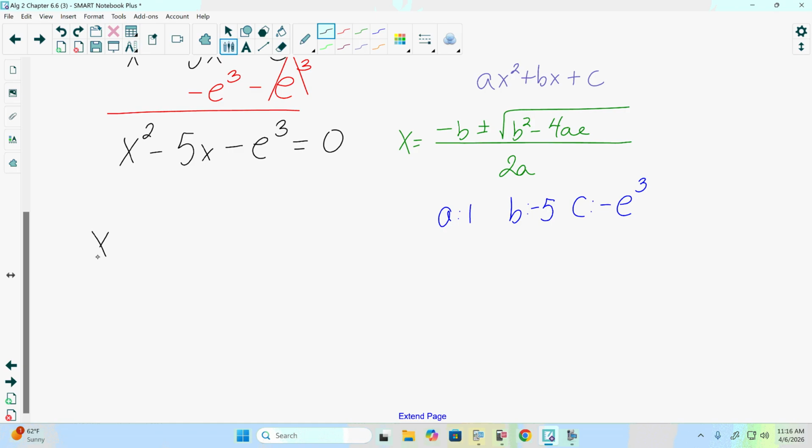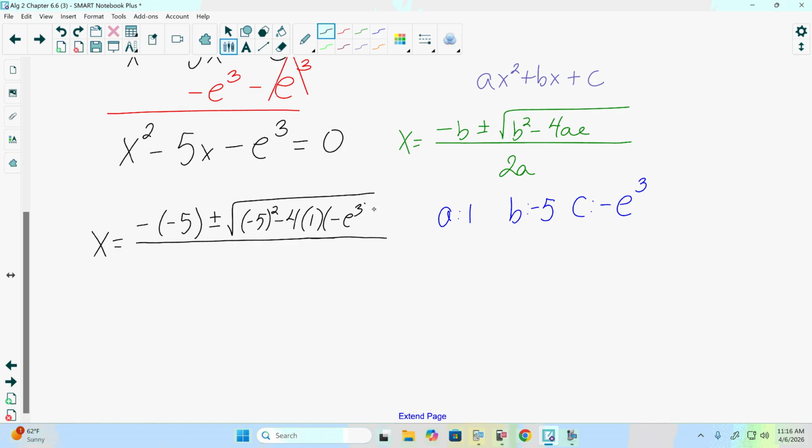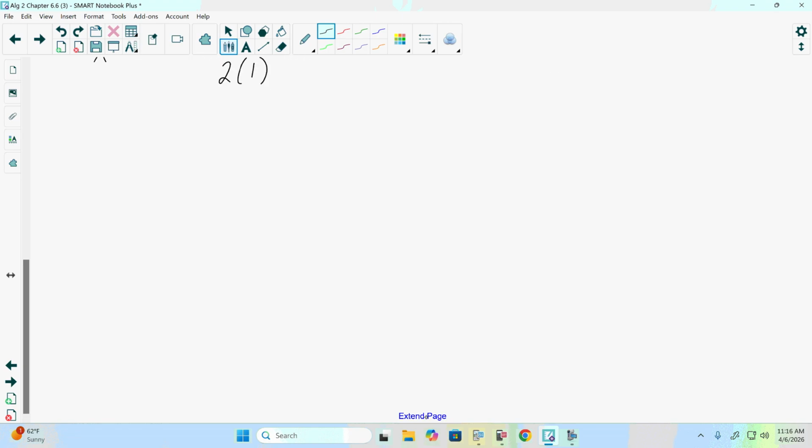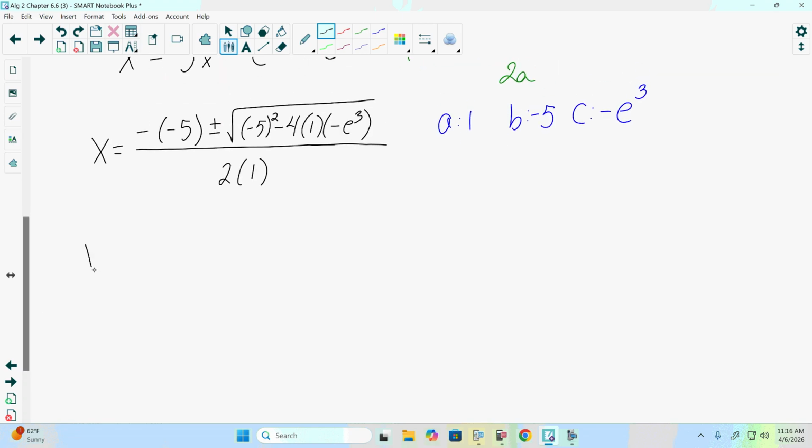So when we go to solve this, we're going to say x is equal to negative b. Well, that's fine. It's just negative 5, plus or minus the square root of b squared. Well, that'd be negative 5 squared, minus 4 times a. Well, a is 1, times c, which would be just negative e to the third. I'm just replacing a, b, and c with their corresponding values. And it's all over 2 times a, so 2 times 1. Questions on how we plugged a, b, c in for this here?